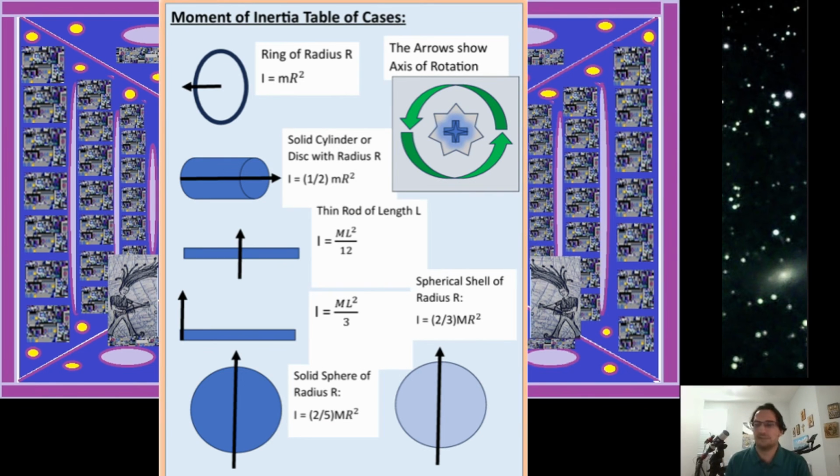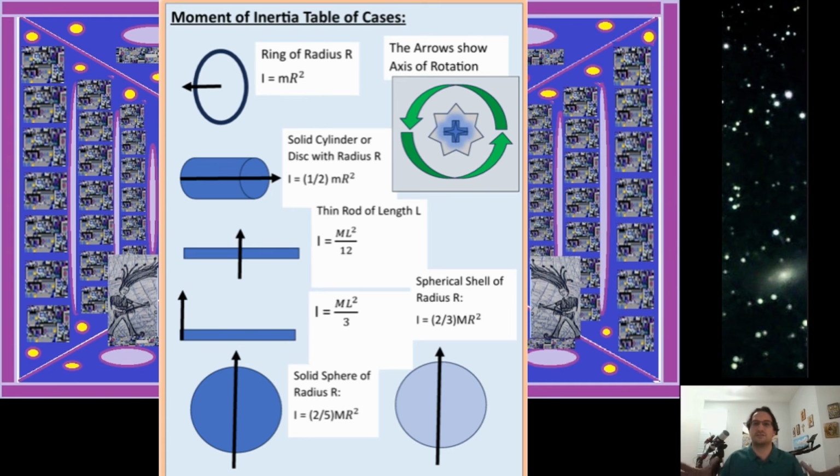Here is the moment of inertia for some objects. The arrow points from the axis of rotation. So we have a ring rotating around itself. We have a cylinder rolling. We have a rod rotating about its center of mass. We have a rod rotating about its end. We have a solid sphere rotating through its center of mass. And we have a spherical shell. Notice, however, that the spherical shell has more moment of inertia than the solid sphere. That's because all the mass of the shell is concentrated on its surface.